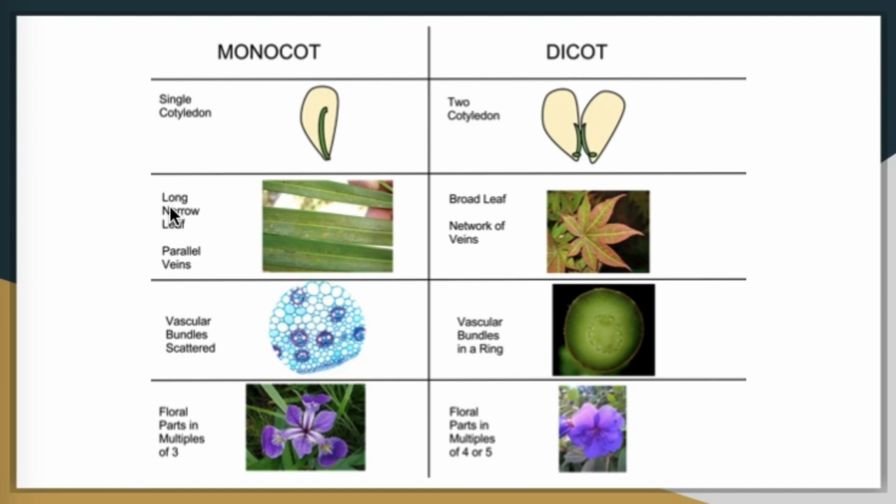As we see here, long narrow leaves versus broad leaves. They have vascular bundles scattered, the purple ones, and vascular bundles in a ring. You see it, it's right there. Flower parts in multiples of 4 or 5. You see the petals, 1, 2, 3, 4, 5. And this one's flower parts are in multiples of 3. So 1, 2, 3, 4, 5, 6.